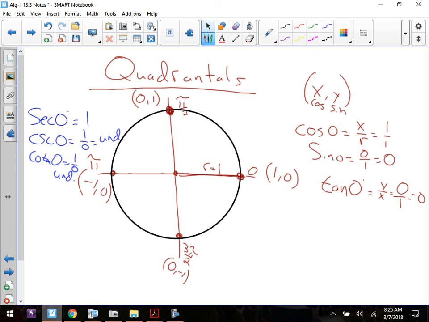Now, somewhere in between 0 and 90, pi over 2, there's 1/2. What's the inverse of 1/2? 2. Somewhere in between here, there's also a 3/2 or another 1/2 value. So here's your cosecant graph. We're getting there. Everything that we do is going to literally wind up being based upon these quadrantals.